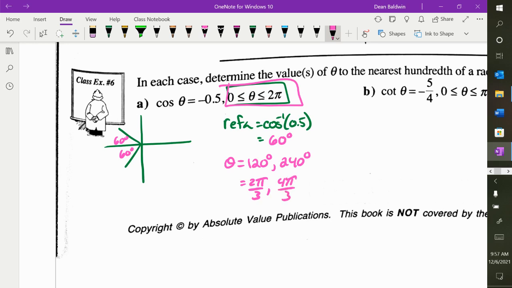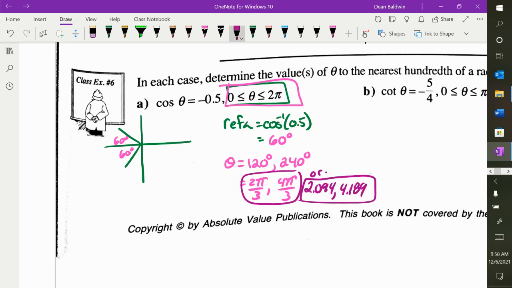You could do that. Or, if you don't like that and you prefer the decimals, multiply by pi over 180, right? If you go 120 times pi divided by 180, the decimals are 2.094 and 4.189. Those are the same thing.